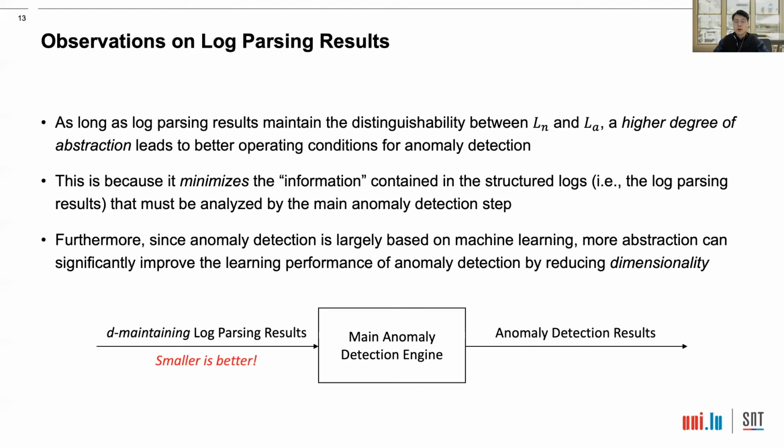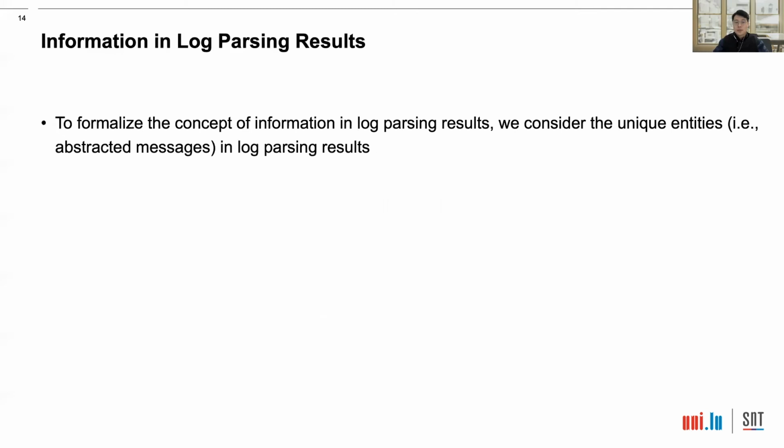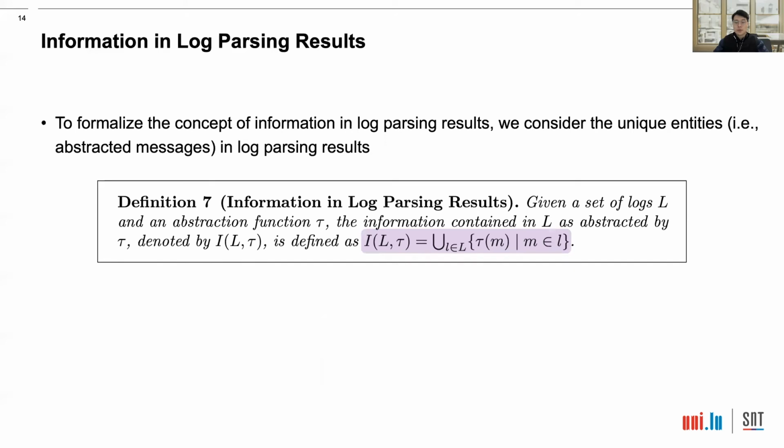Especially because these anomaly detection engines are mostly based on machine learning, more abstraction can significantly improve the learning performance by reducing the dimensionality in machine learning techniques. So we need to formalize the concept of information to minimize them. And to do this, we consider unique entities, which are the unique abstracted messages in the log parsing result. And this is the formal definition.